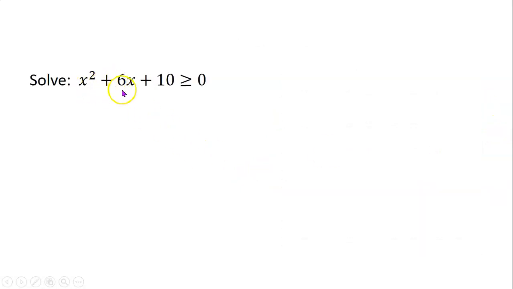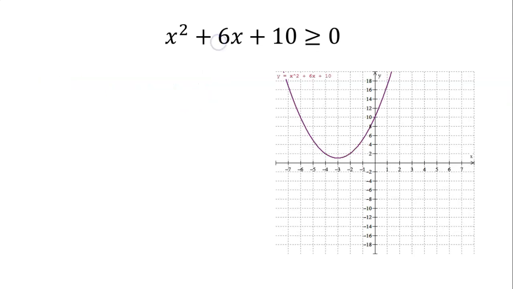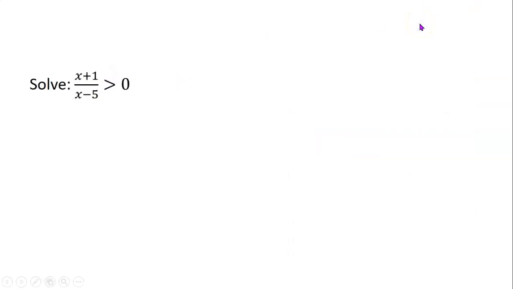How about x squared plus 6x plus 10 greater than or equal to 0? The graph of x squared plus 6x plus 10 looks like this. If we're looking for where that's greater than or equal to 0, that would be points on the graph with a y-coordinate that is greater than or equal to 0. And actually, they all have y-coordinates greater than or equal to 0. So this is true for all real numbers. You can plug in any x at all, and x squared plus 6x plus 10 will always be greater than or equal to 0.